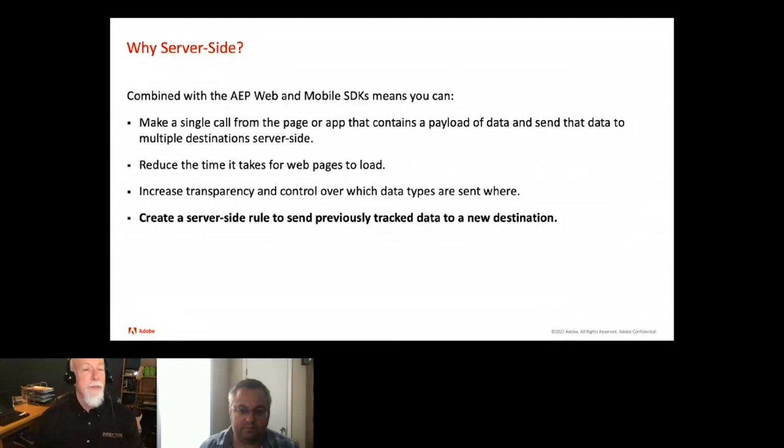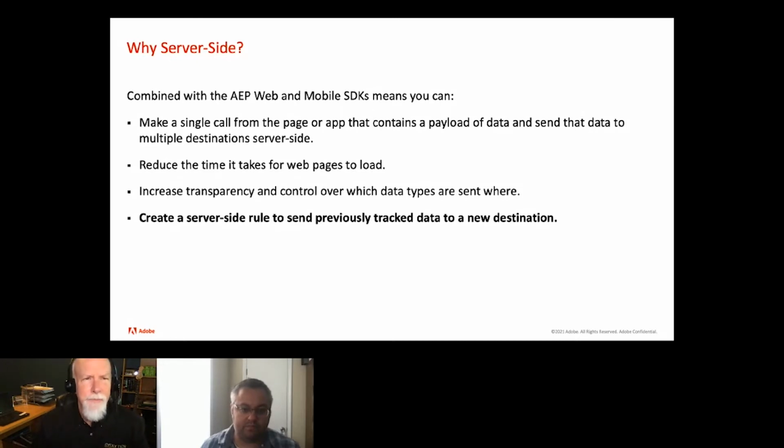You get better transparency and control over what data type is being sent where, because it's all happening from one place. And then again, for those of us who have done client side tag management for years, being able to create a rule to send previously tracked data to a new definition without having to do anything on the server is a big plus, especially if it's on the app, right? So you don't want to have to resubmit those.